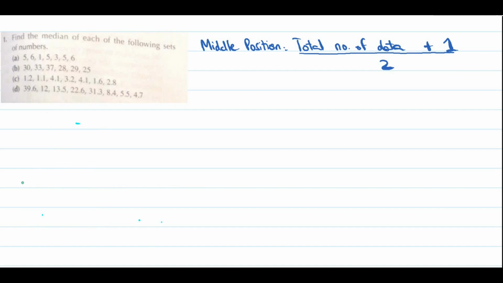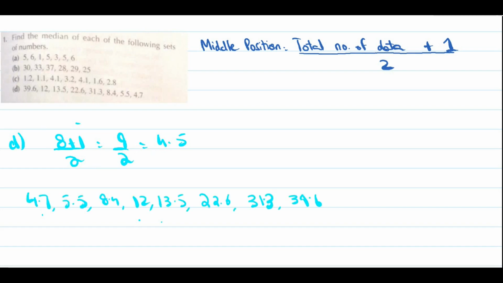Now let's move on to part D. How many numbers are there? There are 8 numbers in total. Therefore 8 plus 1 divided by 2. So 9 divided by 2 and your middle position would be 4.5. Now arrange the numbers in ascending order. Now I have arranged the numbers in ascending order. So which number is in the 4.5 position? 1, 2, 3, 4 and 5. This means numbers 4 and 5. So 12 plus 13.5 divided by 2 and your median would be 12.75.